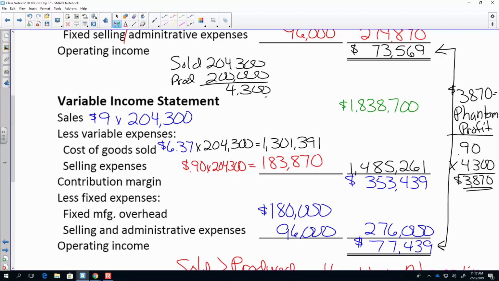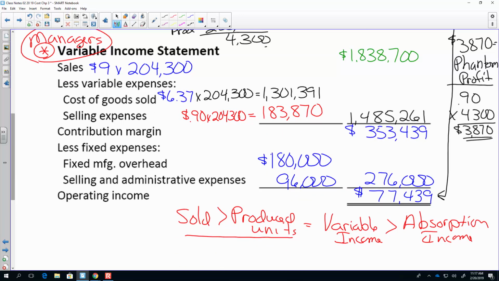Does anybody remember why managers want to use this one? Why do we even have a second statement? Because that's something they can control. This really revolves around the controllability, right? Expenses that they're in charge of, both manufacturing, in this case under the cost of goods sold, material, labor, and variable overhead, as well as the selling.